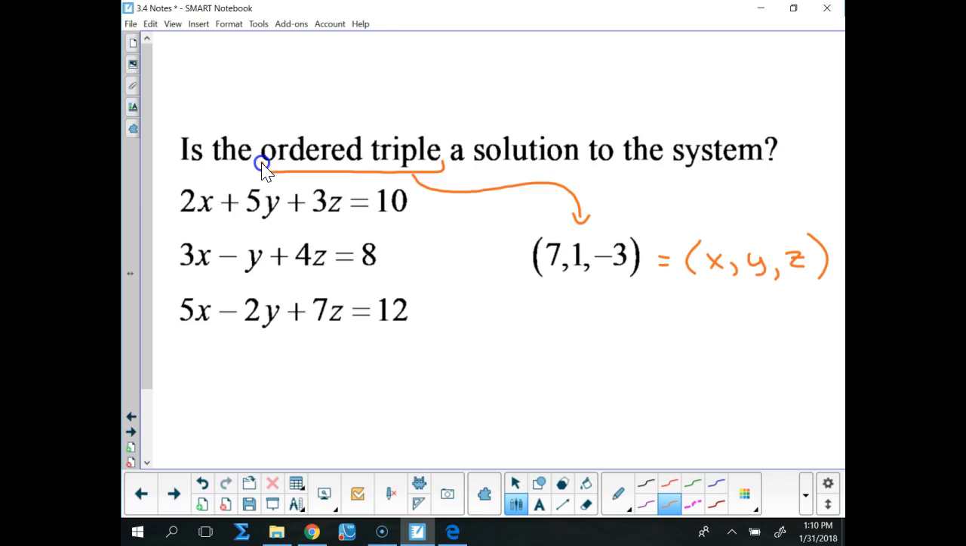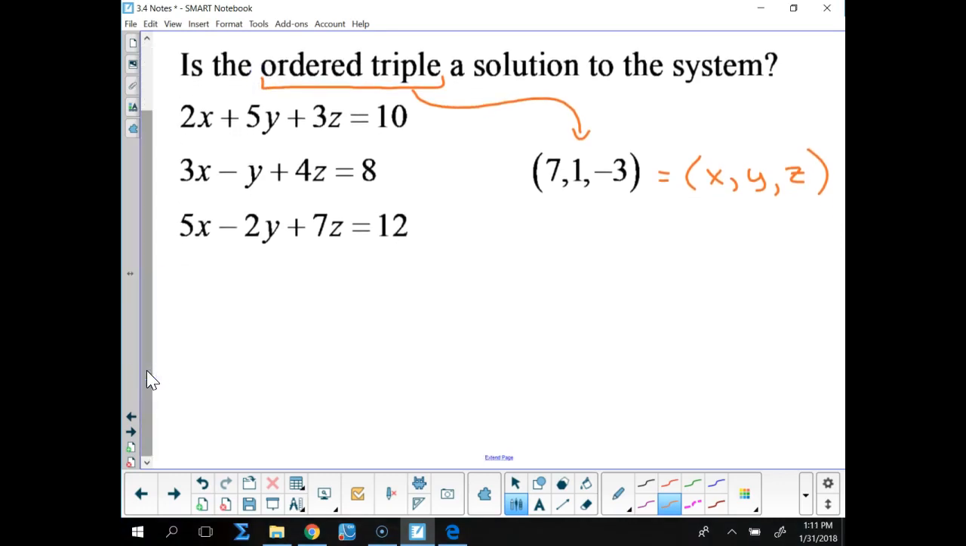Exactly. Plug those numbers in to each. Can I just do it into 1? No. Can I just do it into 2? No. I got to do it in all of my equations. Okay. Go for it.